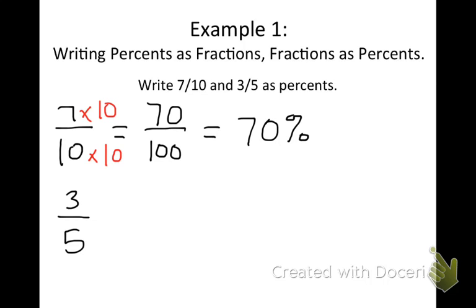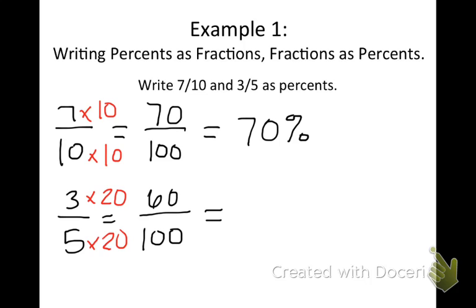Let's use the same thinking for 3/5ths. We know that we want our denominator to be 100, so we have to ask ourselves, 5 times what number is 100? 5 times 20 is 100, so we'll multiply 3 times 20 as well. This is going to give us 60 over 100, so 60%.